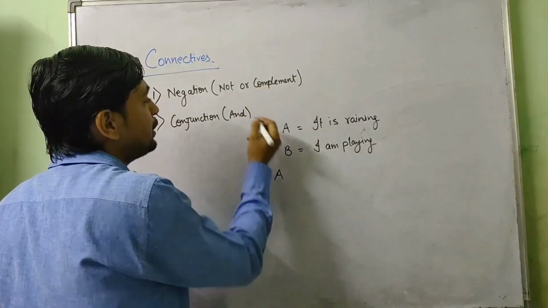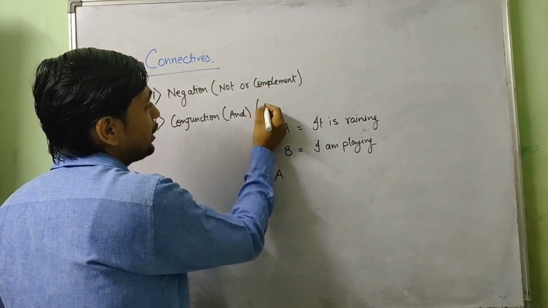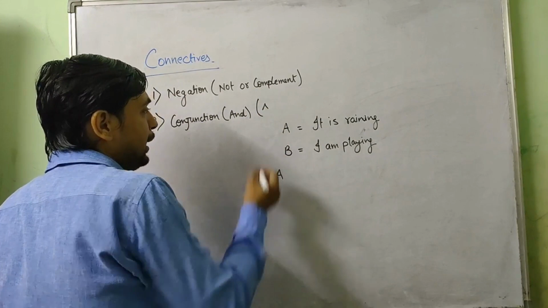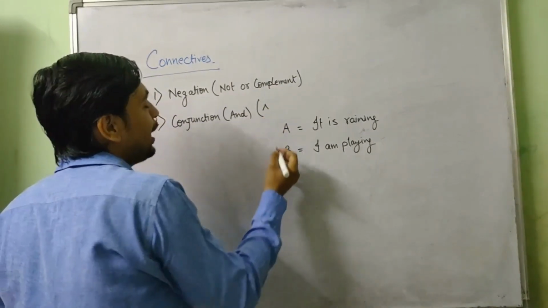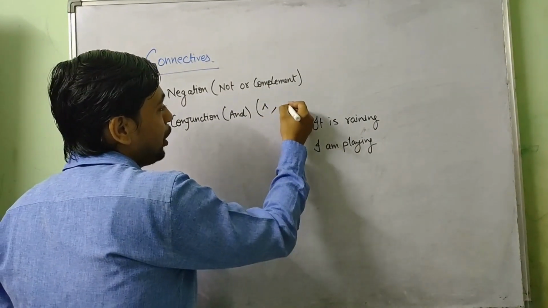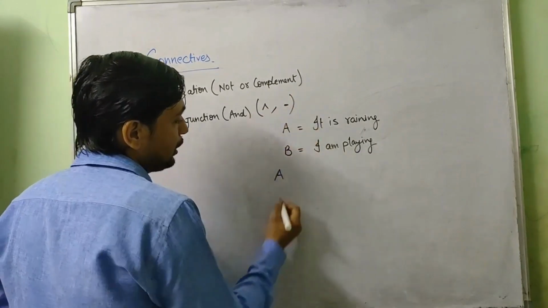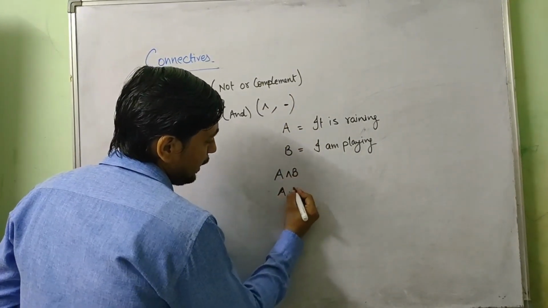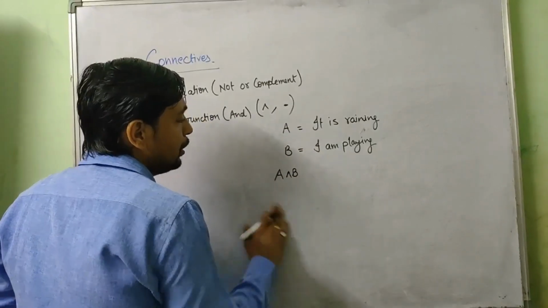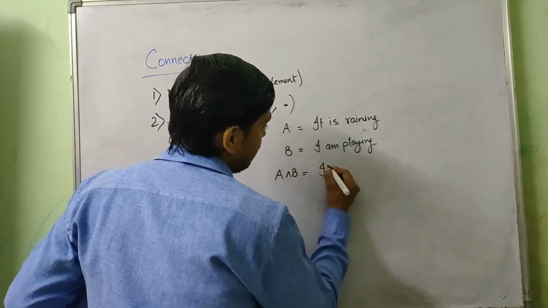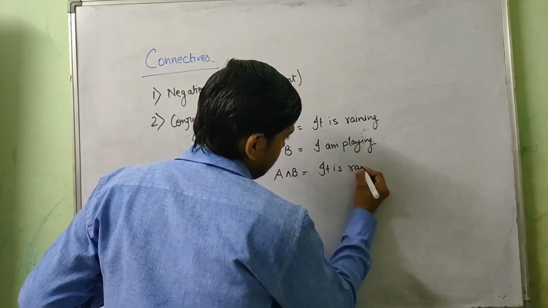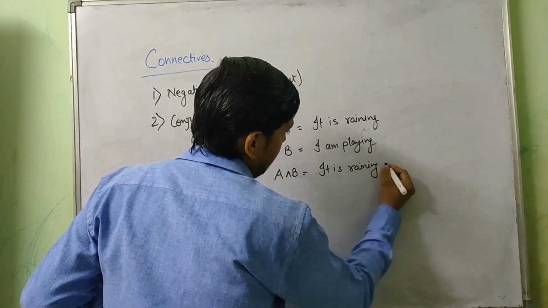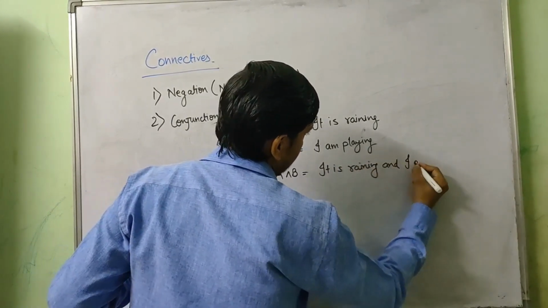So what are the symbols? There are two symbols for AND. We can use the symbol ∧, or you can use a dot symbol, so any one of them. It can be A ∧ B, or it can be represented as A · B. Whichever you like. The result of A and B will be: it is raining and I am playing.